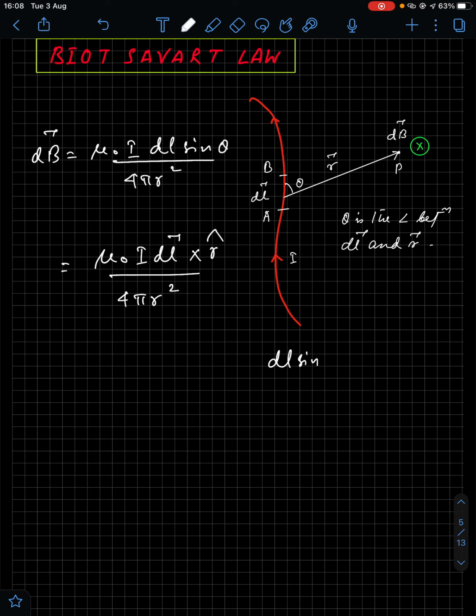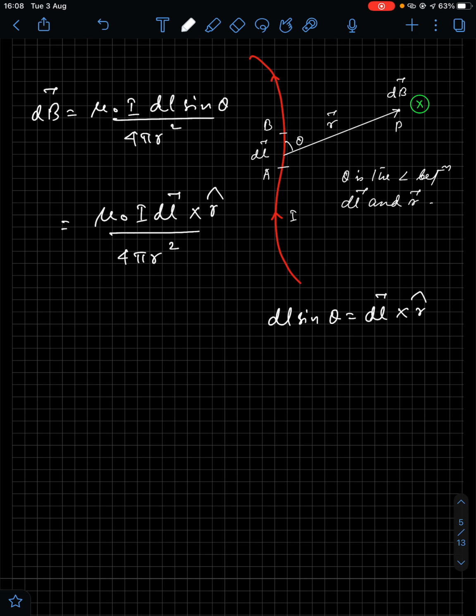Now we know, straight away from class 11, that dl sin theta is the magnitude of dl vector cross r cap, where r cap is the unit vector. What is the value of mu naught? Mu naught is 4 pi into 10 to the power minus 7 Tesla meter per ampere. You also know that r cap is r vector by r vector modulus, which is r ultimately.